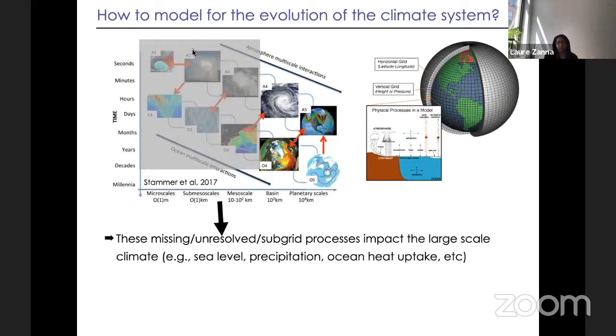So in these little diagrams, the fast and small processes are here. This is length scale, this is time scale. Those small scales that are below the grid box size of the model that I'm considering are not represented. Typical resolution of a climate model is about 100 kilometers or so.